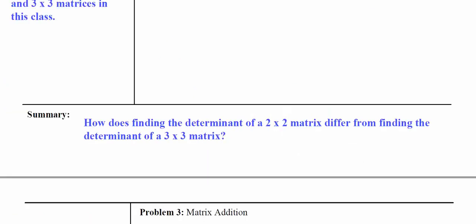For your summary, how does finding the determinant of a 2 by 2 matrix differ from finding the determinant of a 3 by 3 matrix? Take some time to compare and contrast.